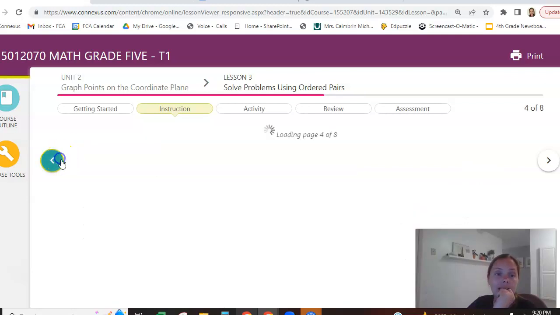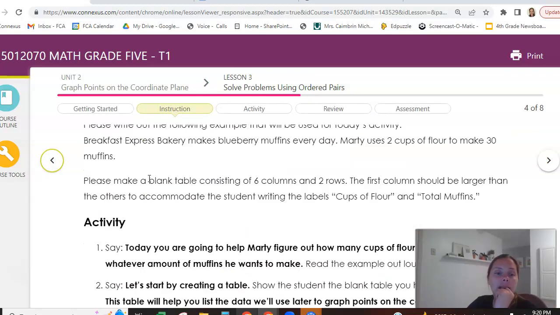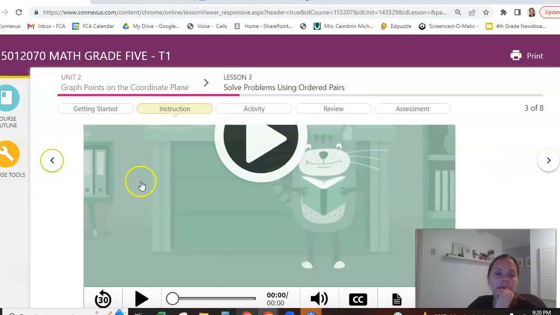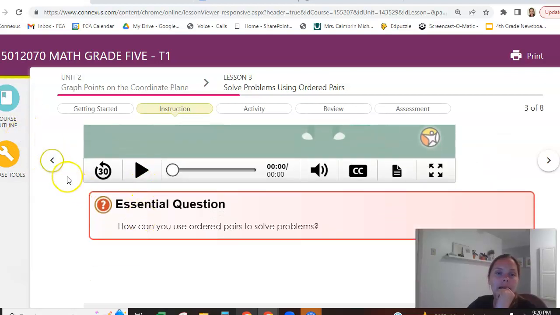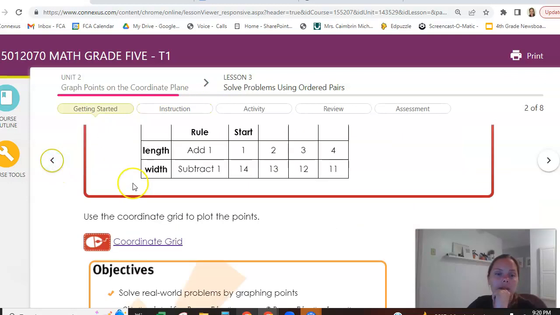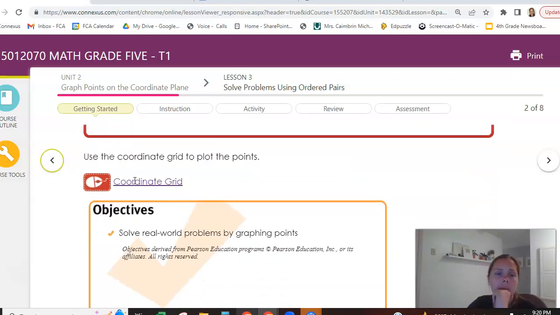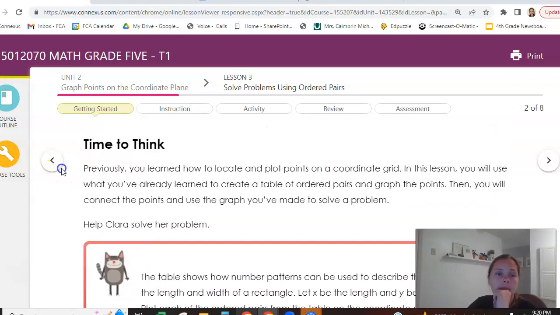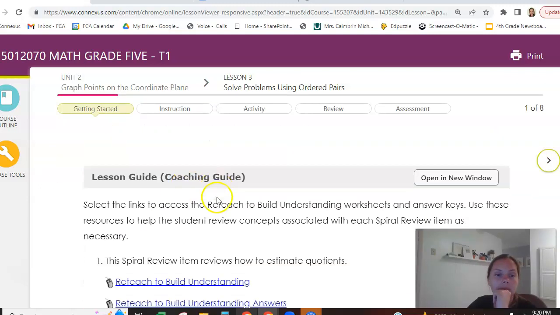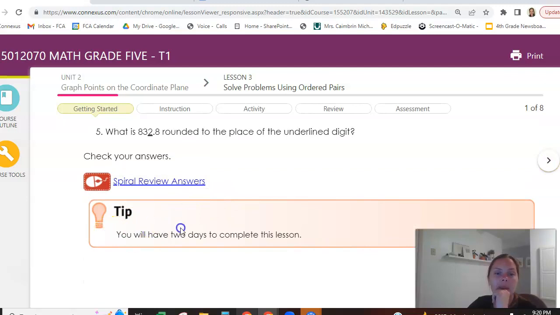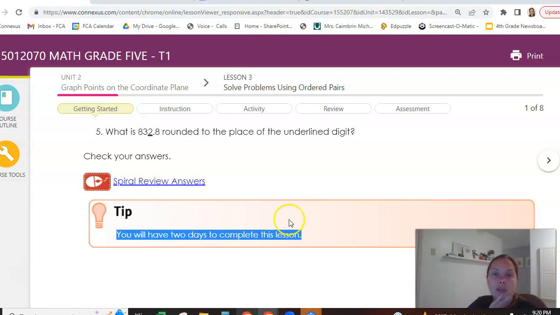This is a 2-day lesson. It'll tell you that on your planner, but it also tells you right in the middle of the lesson. Let's see, what page did it tell me? I think it was page 2. Where did I see it? Maybe it was page 1. Yeah, right here. Tip, you will have 2 days to complete this lesson. So you'll see it on your planner twice, but it also has it there for you as well.